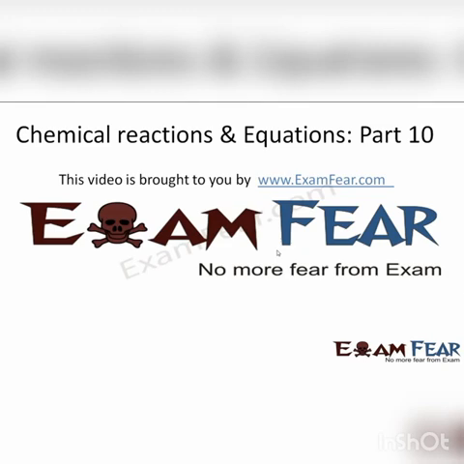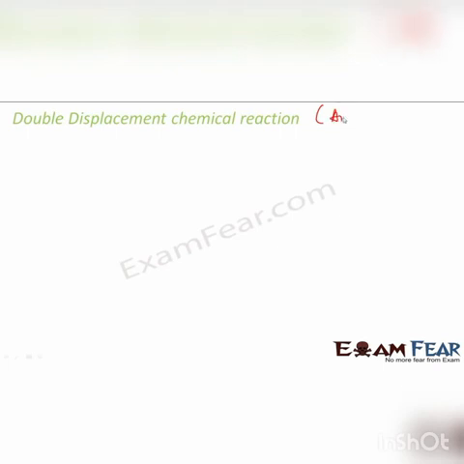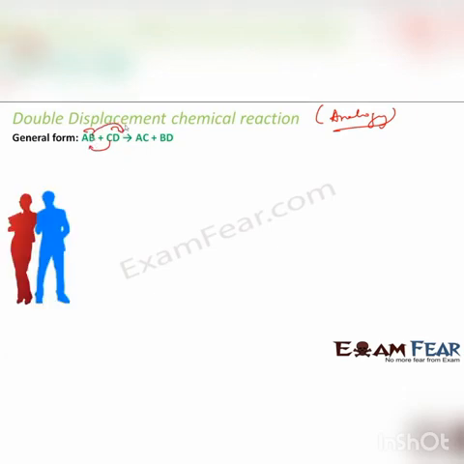Before watching this video, please make sure that you have watched part 1 to part 9. Now we'll understand an analogy of the double displacement chemical reaction. So till now we have done 3. This is the 4th kind of chemical reaction, double displacement reaction. So here there are 2 pairs, AB and CD, and they swap the pairs. So this becomes AC and this becomes BD. So we'll see how it is.